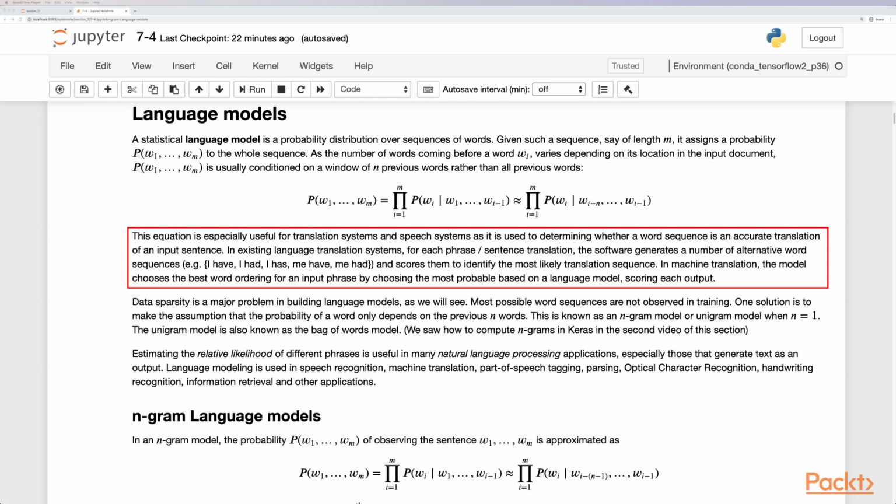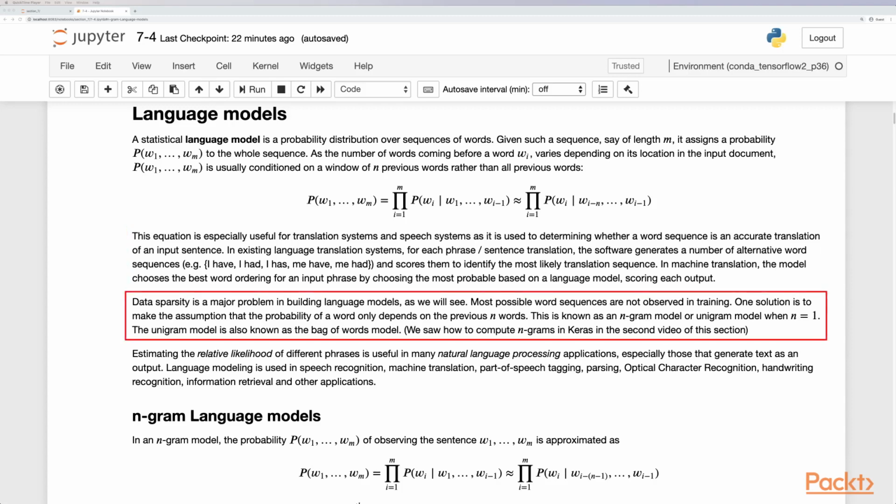In existing language translation systems, for each phrase or sentence translation, the software generates a number of alternative word sequences, for example, "I have," "I had," "I has," "me have," and "me had," and scores them to identify the most likely translation sequence. In machine translation, the model chooses the best word ordering for an input phrase by choosing the most probable based on a language model, scoring each output.